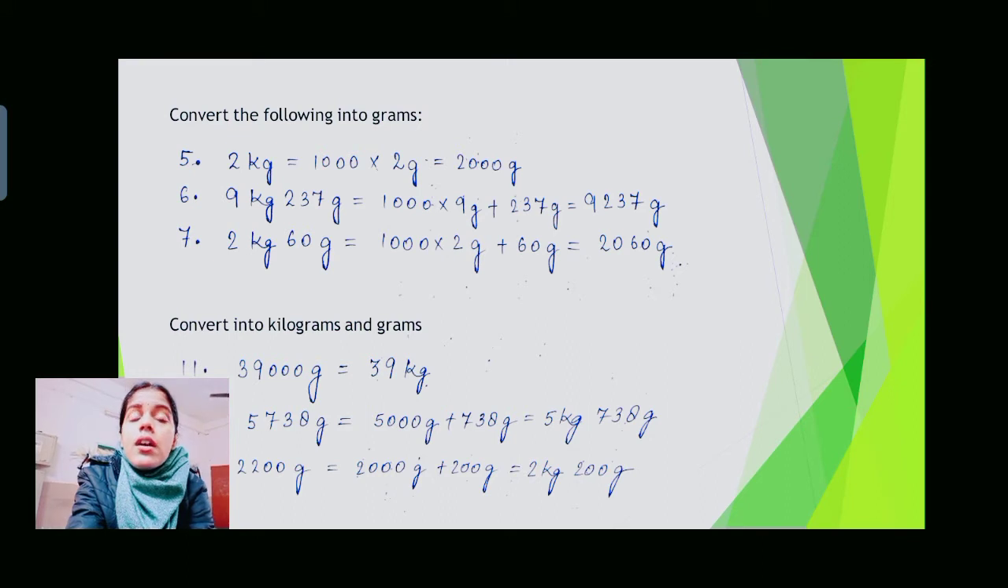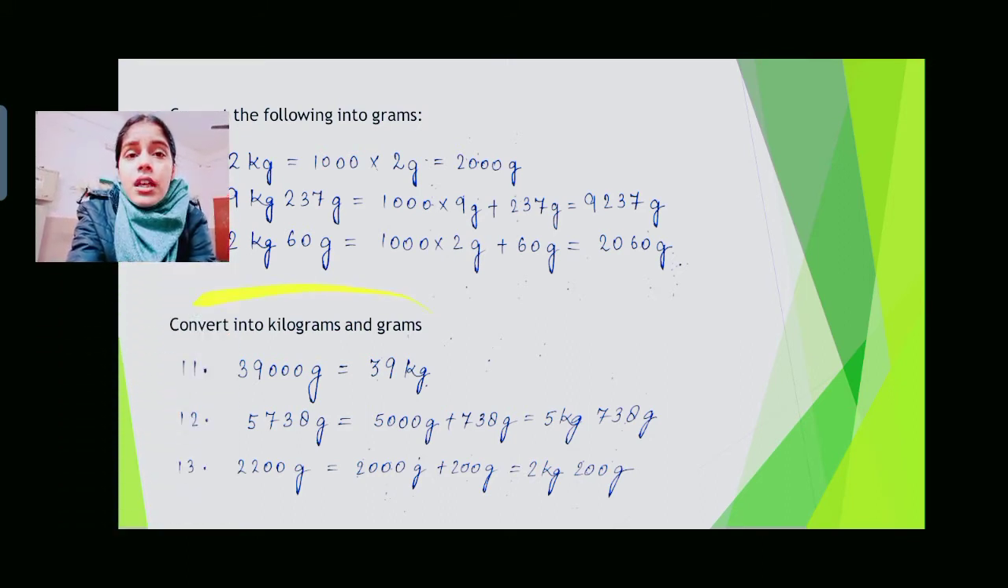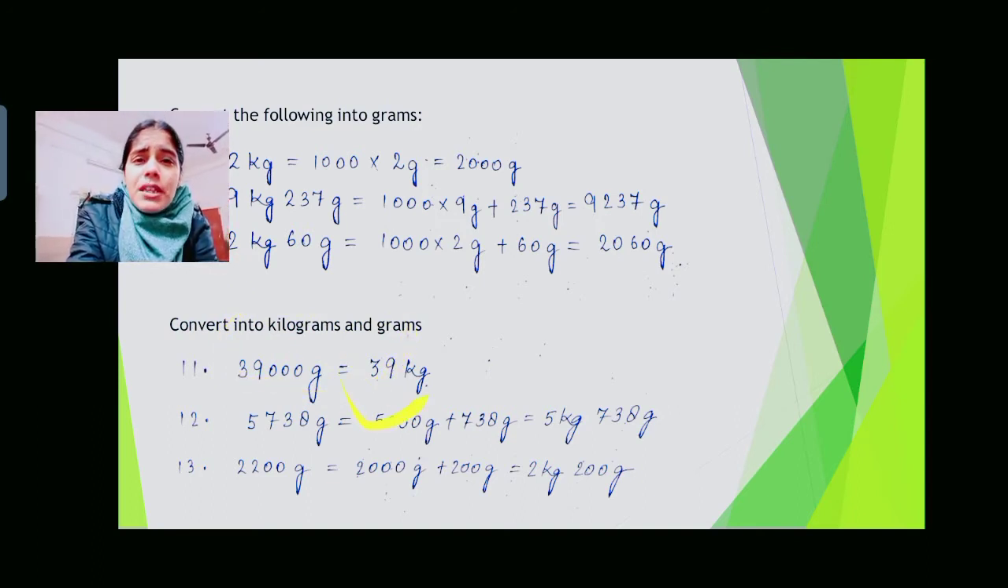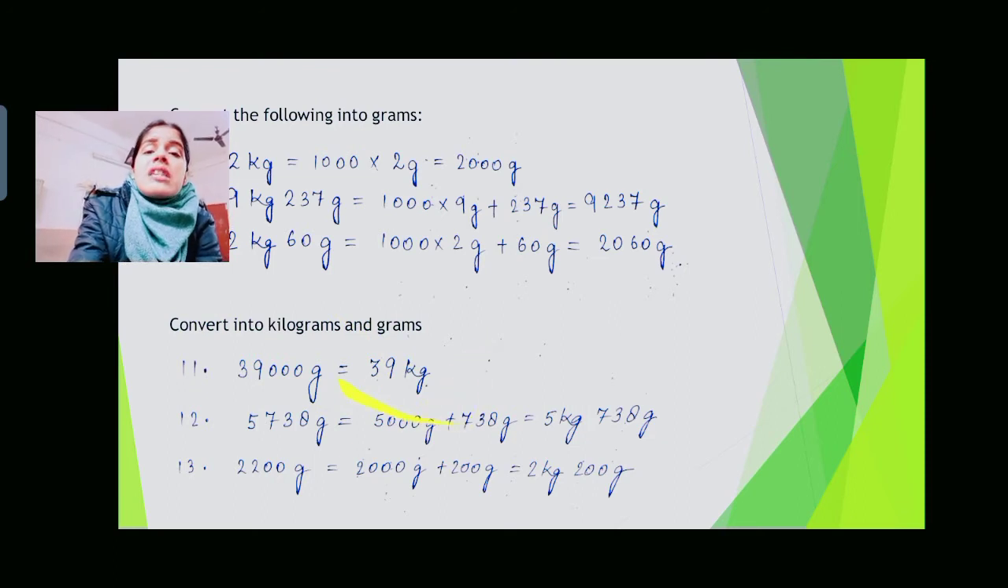Alright class, this was one type of question. Now see, the next type of question is convert into kilogram and gram. Here you have to convert the gram quantity into kilogram and gram both. If you remember, we were converting kilogram into gram by multiplying the digit. Now here we have to convert gram into kilogram, so you have to divide by 1000. Expand it first and then categorize them in the category of kg and the category of gram. Now see the question. This is clearly written 39,000 gram. Class, 39,000 divided by 1000, you will get how much? 39. You can check that division in your rough section.